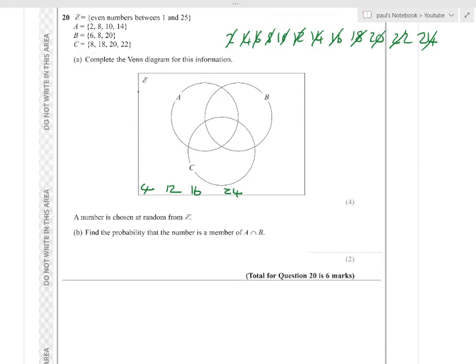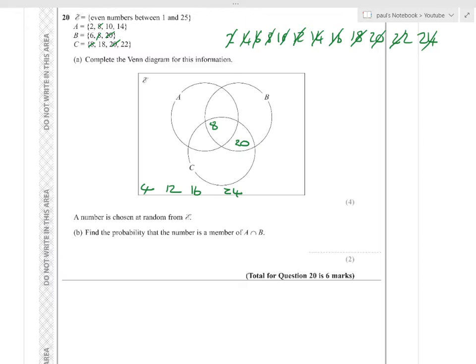Right. So any in all 3? 8 is in all 3. So 8 is in the middle of there. Any in 2 of them? 20 is in 2 of them. 20 is in B and C. So B and C will be 20.